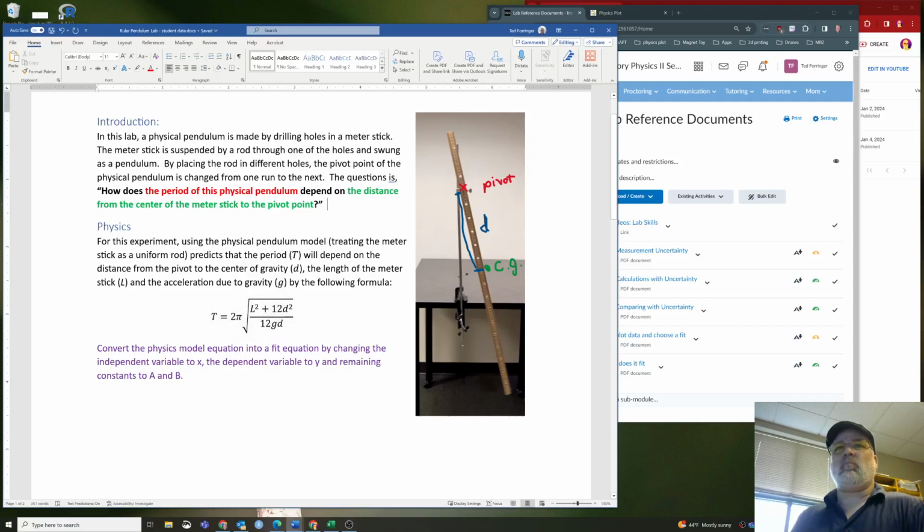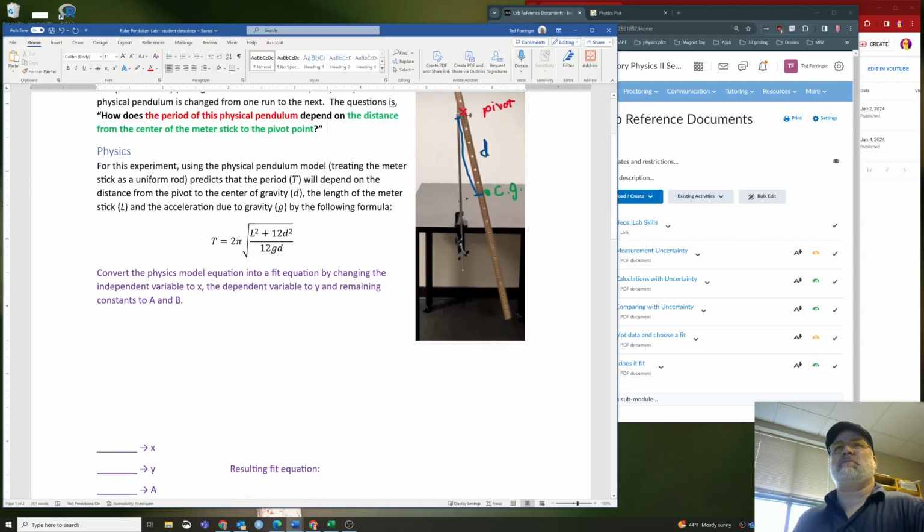Every lab will give us the physics involved. So for this experiment, we use the physical pendulum model. And we're going to treat the meter stick as a uniform rod. And this model predicts that the period of the pendulum, T, will depend on three things: g, the acceleration due to gravity, 9.81, we think that should be; d, which is the distance from the pivot to the center of the meter stick. Very important, d is the distance from the pivot to the center of the meter stick. And L, which is the full length of the meter stick.